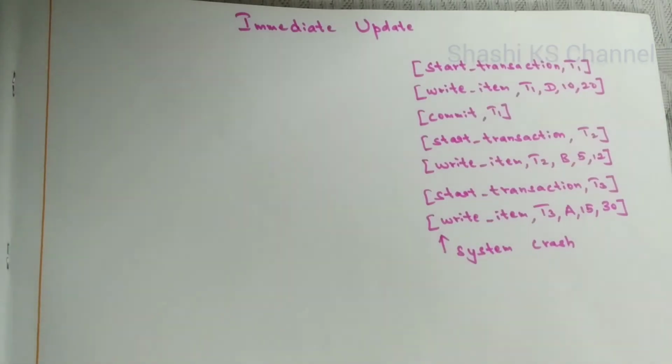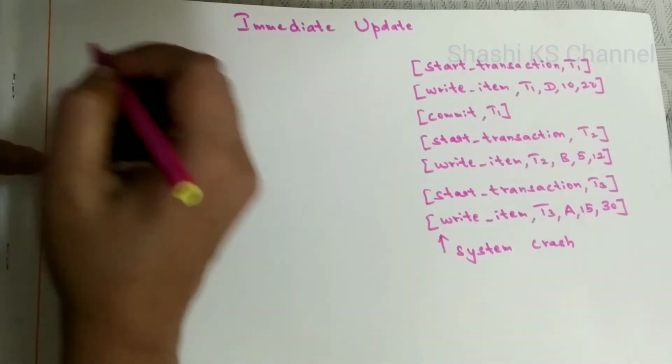The next type of database recovery is the database recovery using immediate update. In this recovery technique, whenever the transaction performs a write operation and updates a data item value in the database, it need not wait for the transaction to reach its commit point. It can update the database on the disk immediately. So that is the concept of immediate update.